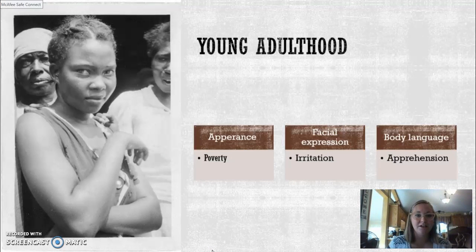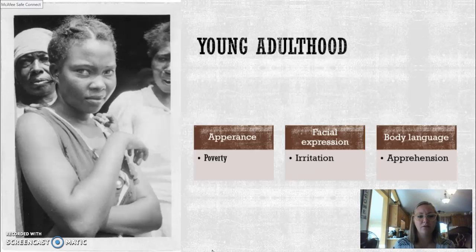The next one that I chose, I labeled it young adulthood. The appearance that I get from this is a young lady in poverty. Her clothes are ripped and torn. Her facial expression looks irritated. Her body language has apprehension. She's not quite sure about what is going on.